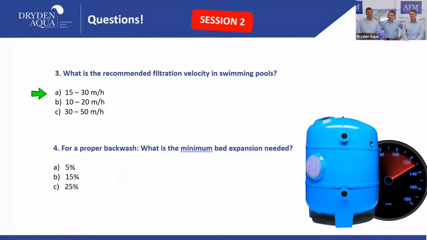For a proper backwash, what is the minimum bed expansion needed? 5%, 15%, or 25%? And the Oscar goes to B. 15 is the minimum, so there is no interpretation. 5 is too low. 25 would be the ideal one.